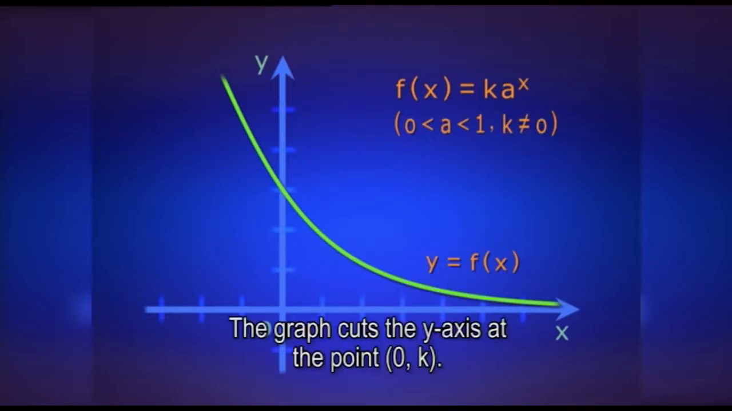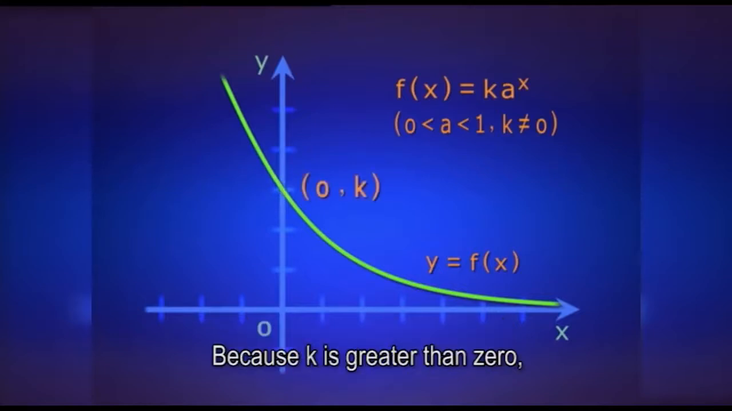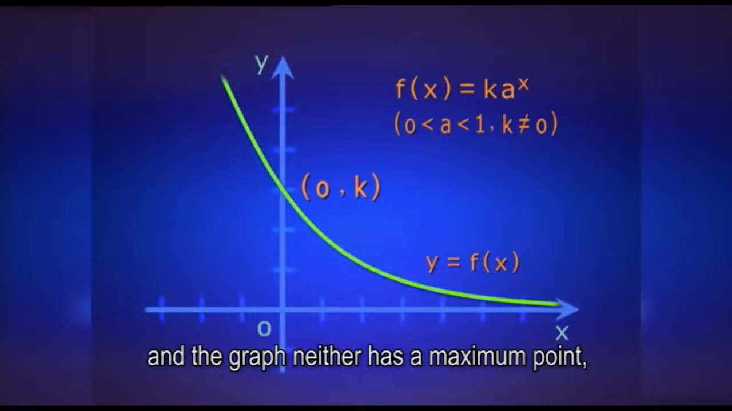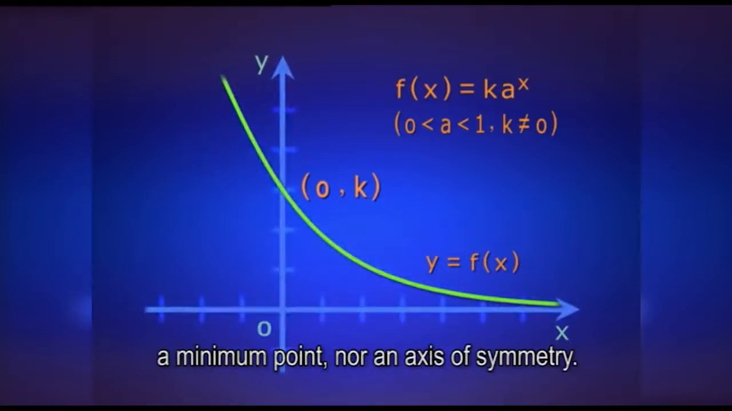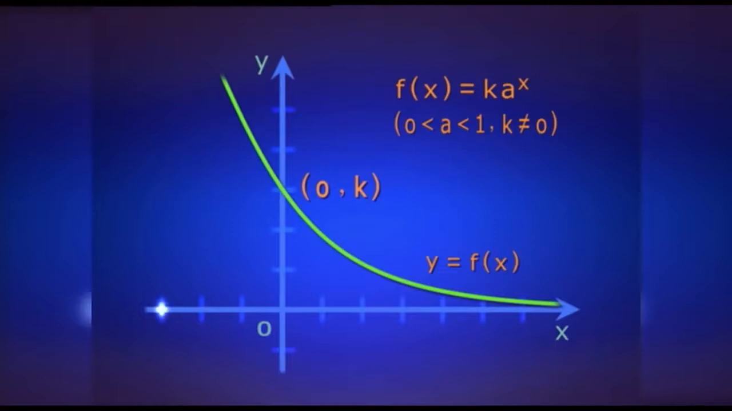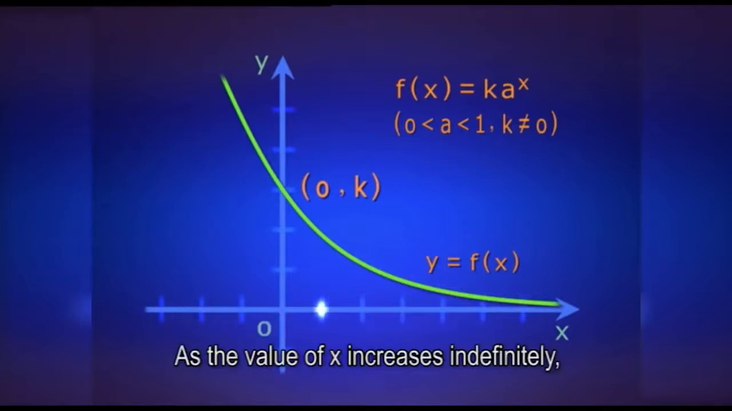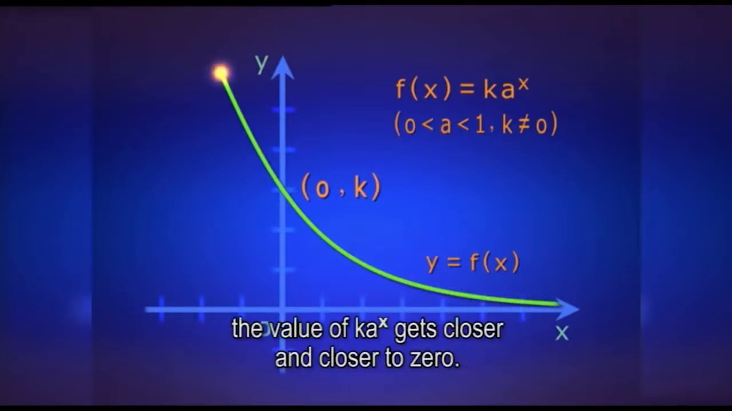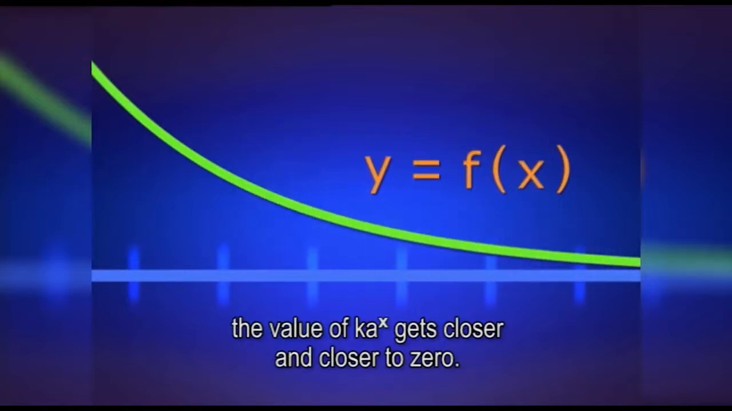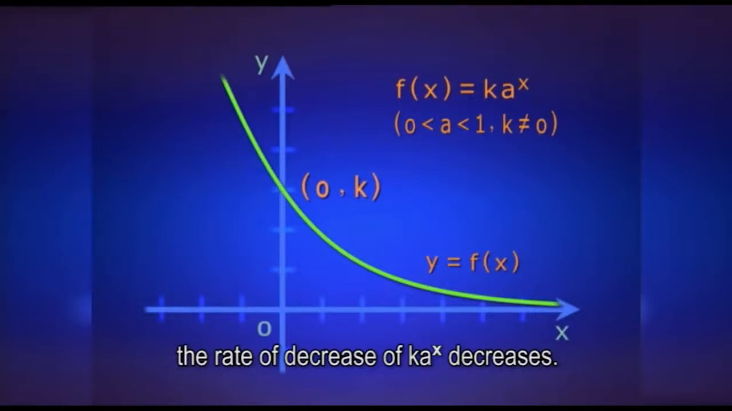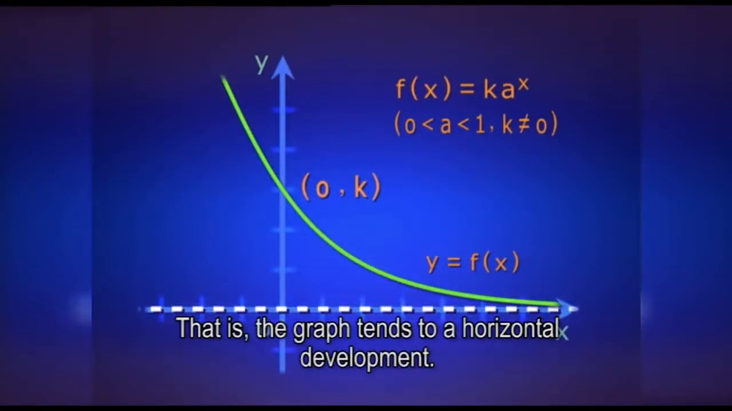The graph cuts the y-axis at the point (0, k). Because k is greater than 0, the graph lies above the x-axis, and the graph neither has a maximum point, a minimum point, nor an axis of symmetry. As the value of x increases, the value of k times a to the power x decreases. As the value of x increases indefinitely, the value of k times a to the power x gets closer and closer to 0. As the value of x increases, the rate of decrease of k times a to the power x decreases. That is, the graph tends to a horizontal development.